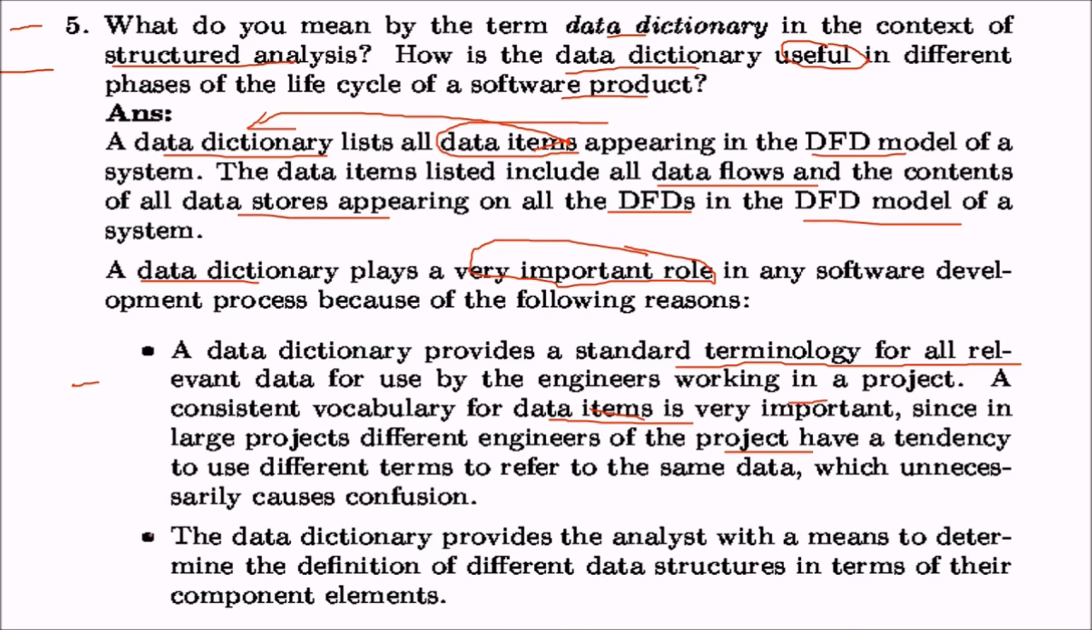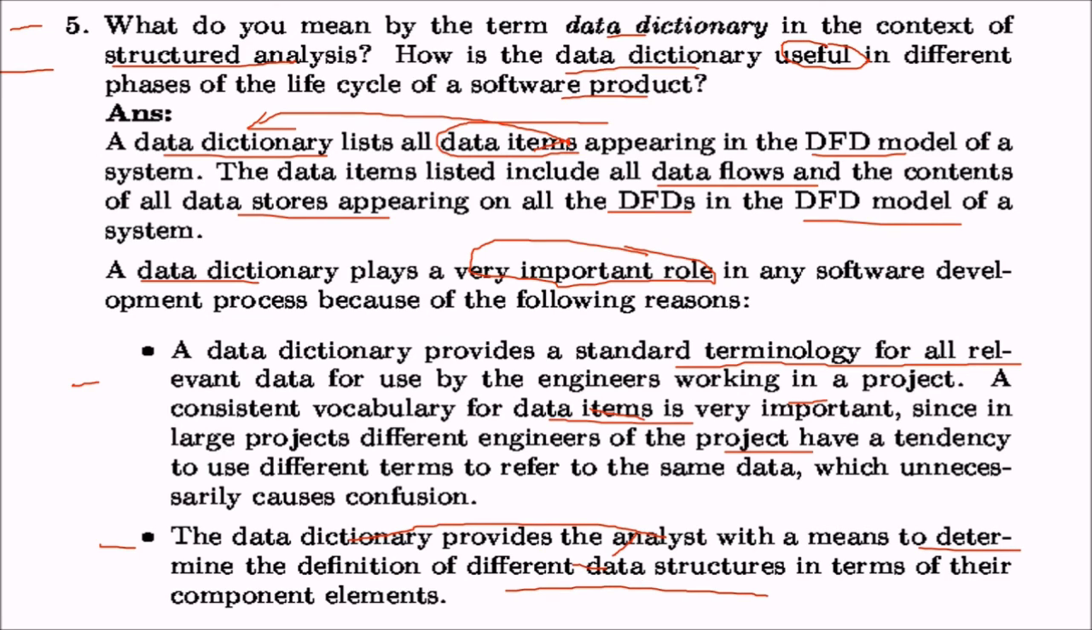The second is that the data dictionary provides the analyst with a means to determine the definition of different data structures in terms of their component elements. Right? The data dictionary provides the analyst with a means to determine the definition of different data structures in terms of their component elements.